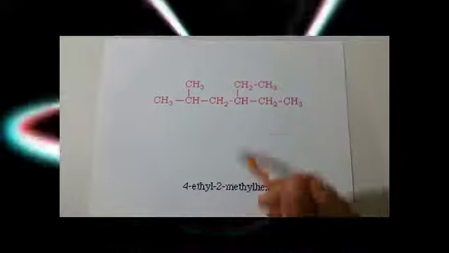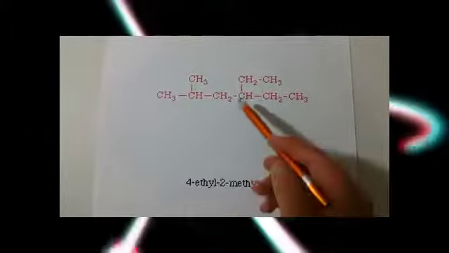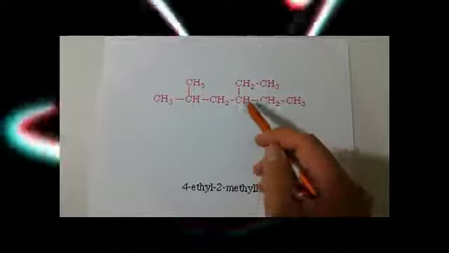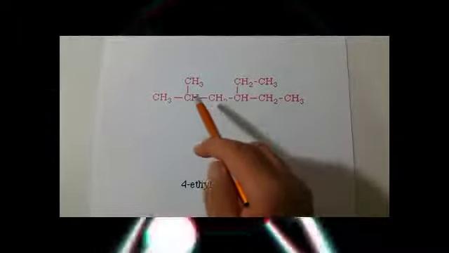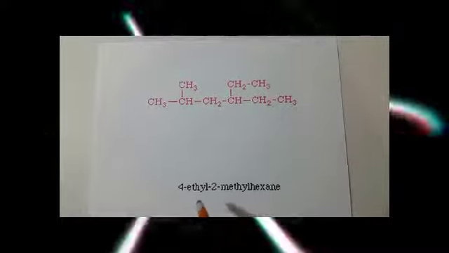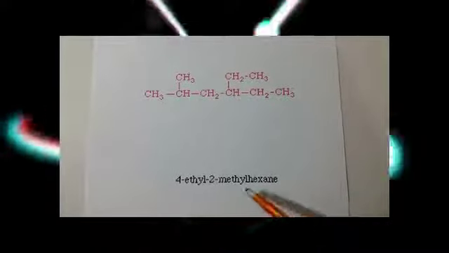When writing it, we need to follow alphabetical order. So first you put ethyl because it's first. So in position 4 we have ethyl, another hyphen, position 2 methyl hexane. Ethyl and methyl are alkyl groups, so they're called like that. And there you go.